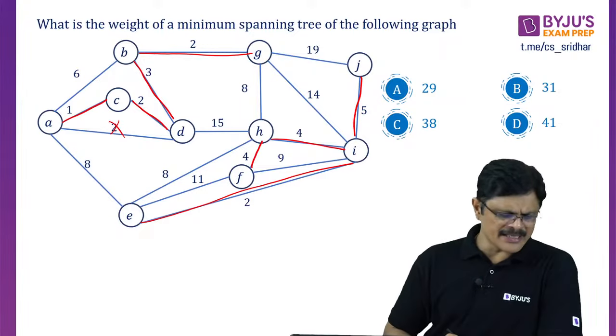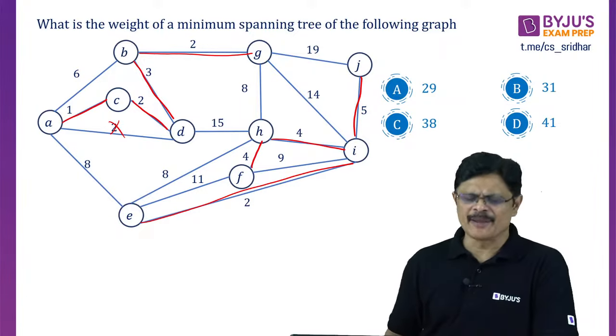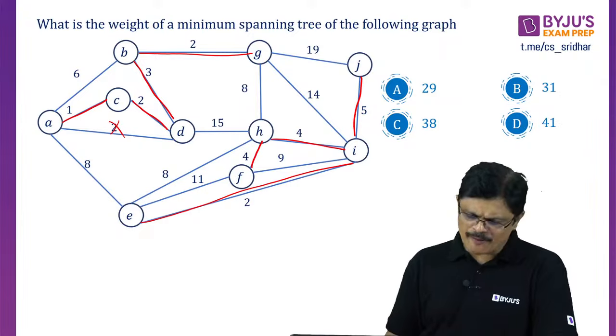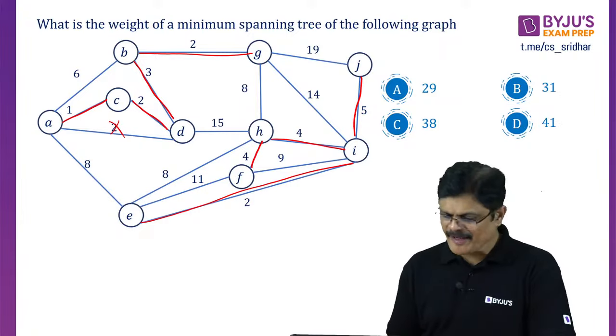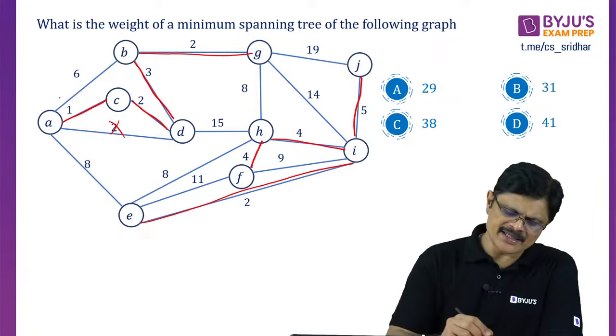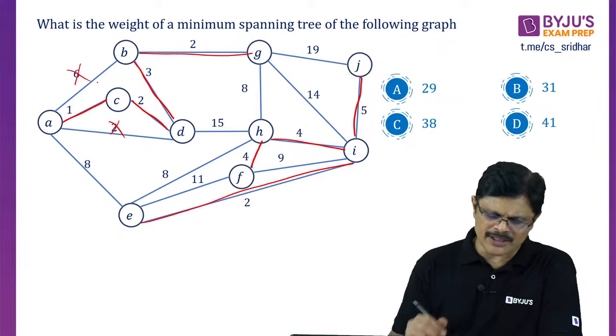Numerical answer type may come. This can be asked in numerical answer type. Very possible. 5 is done. Any more 5's? Please check carefully, sir. 5's are completed. Next 6. There is a 6, but this 6 will create a cycle, so ignore that.